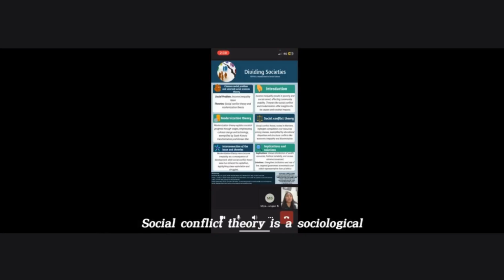First of all is the definition of social conflict theory. Social conflict theory is a sociological perspective that emphasizes the role of power and inequality in shaping social relationships and structure. Social conflict theory has its own main focus. It is focused on competition among groups within society over limited resources.